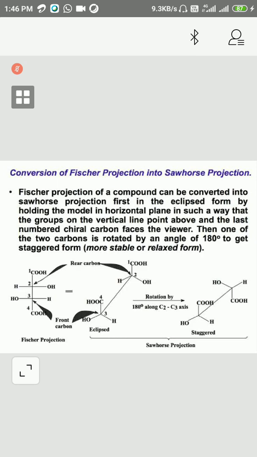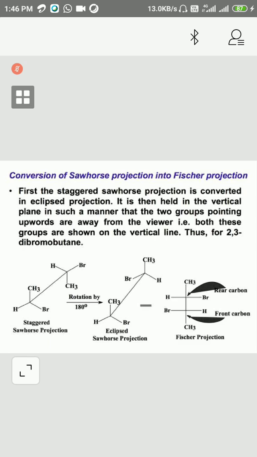This is the eclipsed conformation. From the Fischer projection, you get exactly the eclipsed conformation. You can rotate this one and get a staggered one. How will you rotate? You fix one side and rotate the other side, and then you get the staggered conformation. This is the Sawhorse projection.